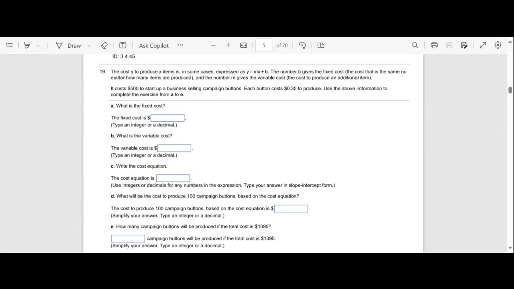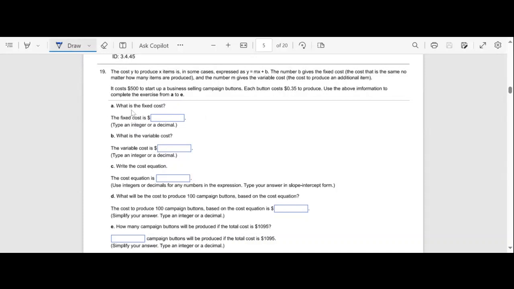It costs $500 to start up a business selling combined buttons. Each button costs 35 cents to produce. Use the above information to complete the exercises from A to E. As we can see here, the fixed cost, no matter what happens, is still the fixed cost. It doesn't change. So the value here is always 500.